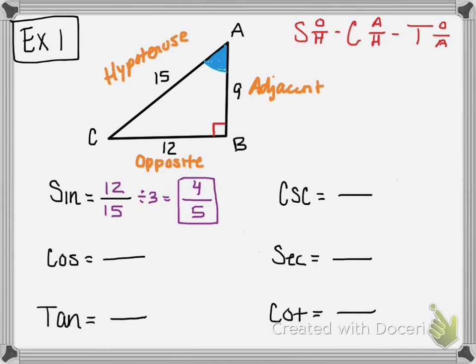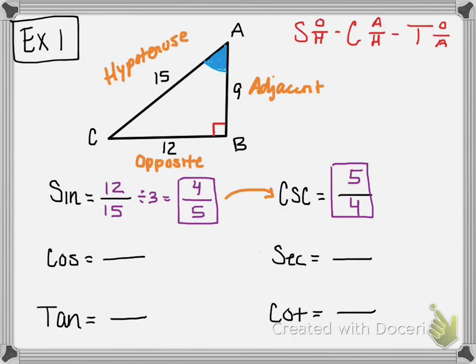Now, to find the cosecant, it's just the reciprocal, not opposite reciprocal, guys, just the reciprocal. So the reciprocal of 4 over 5, if I flip that, is just going to be 5 over 4. It's really simple. And that's my cosecant here. Not a lot of math, just flipping the fraction.